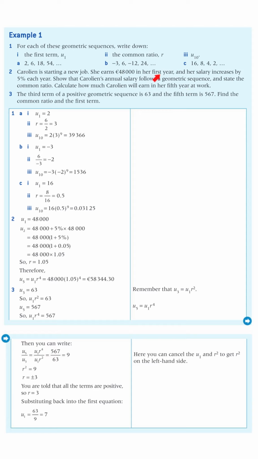You must be careful with questions that have year, first year, second year, because sometimes you see expressions like at the beginning or at the end of the year. In this case, it's a bit more simple because we can say that the 48,000 is U1. That's the first term. It's not changing throughout the whole year. The change will happen on January the 1st of the following year.